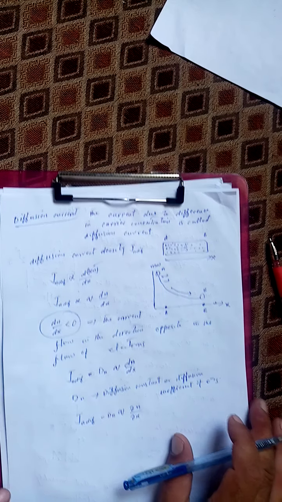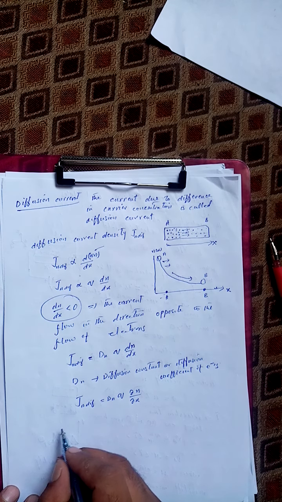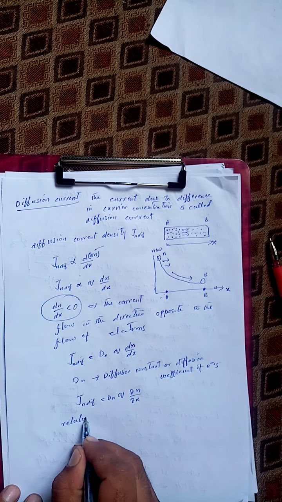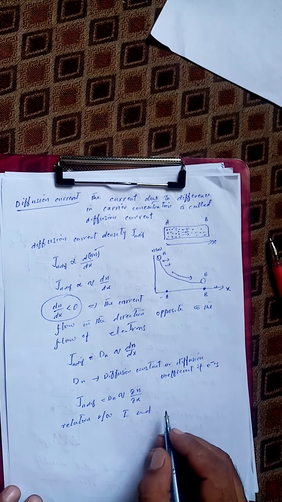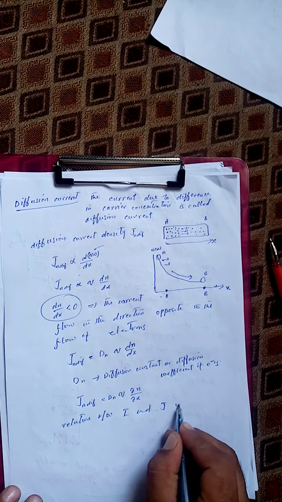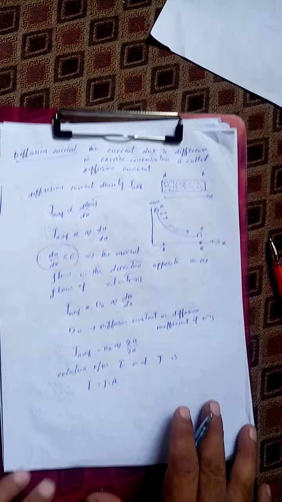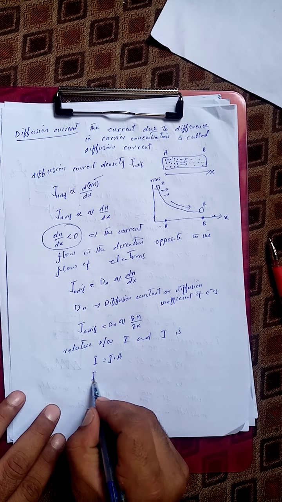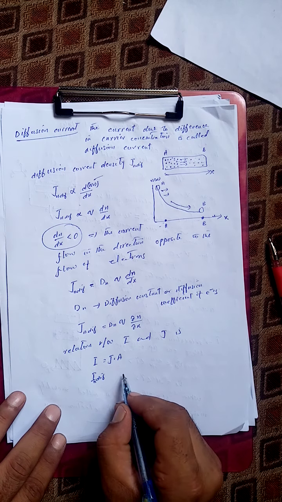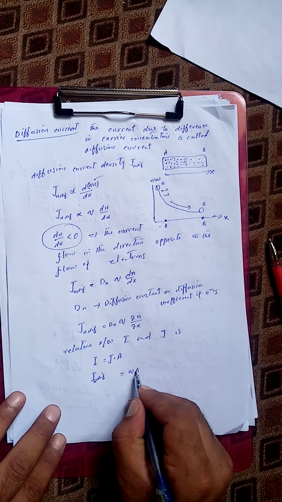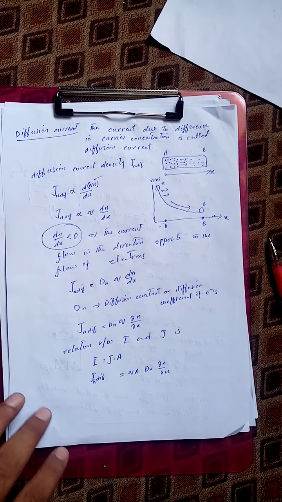Now similarly, the relation between current I and current density J is I equals J times A. So the diffusion current due to electrons, which I will denote with n here, is equal to q A Dn partial n over partial x.